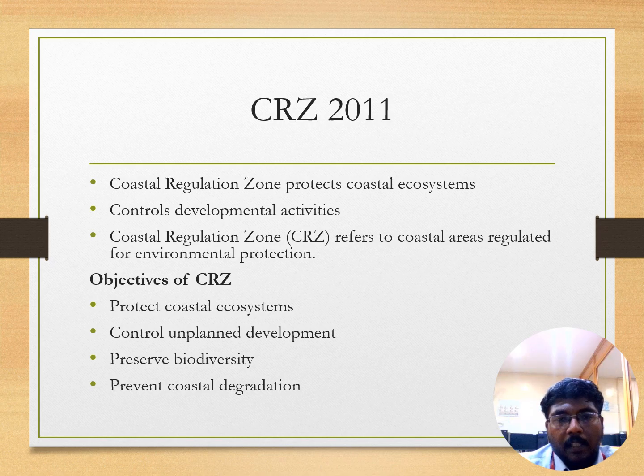Next we see about the CRZ 2011. CRZ means Coastal Regulation Zone. These zones are mainly useful to protect the coastal ecosystem. Under these zones, development activities are usually controlled. It is defined as the coastal area reserved for environmental protection. For example, flora and fauna should be protected with the help of these zones. The main objectives of these zones are to protect the coastal ecosystem and control unplanned development of coastal areas. They also preserve biodiversity and prevent coastal degradation.